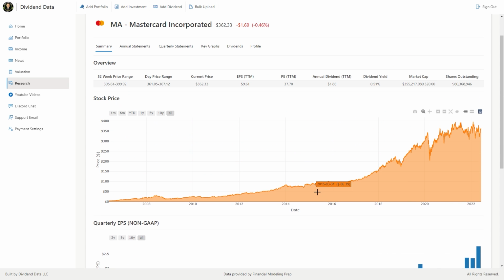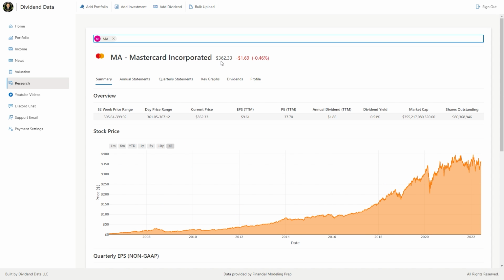The current price is $362.33, which is down 2.32% year to date. This values the company at $355 billion. The P/E ratio based on earnings over the trailing 12 months is 37.7.